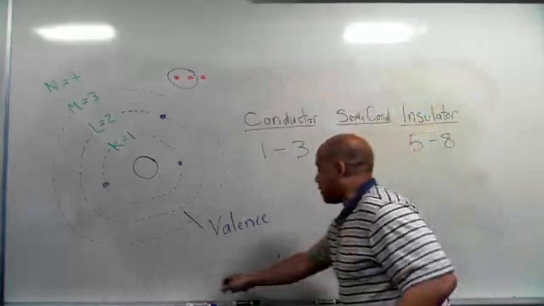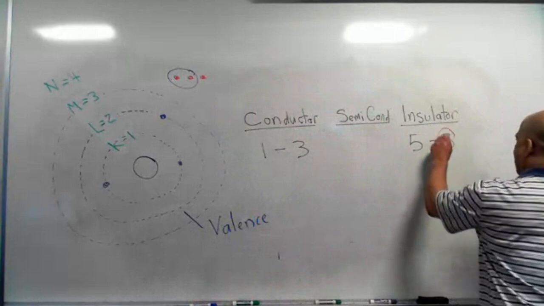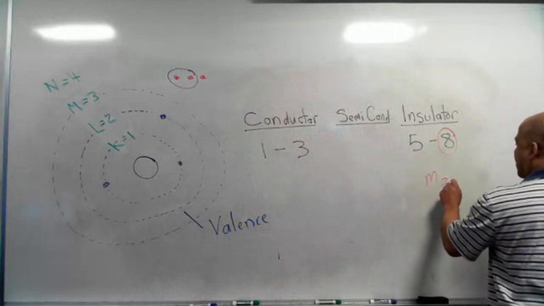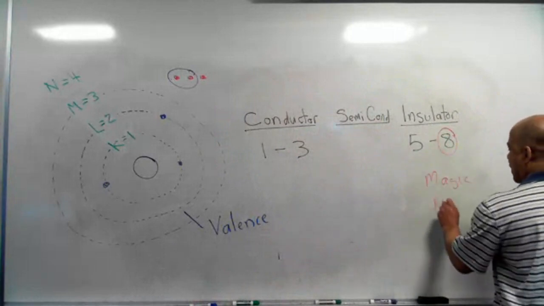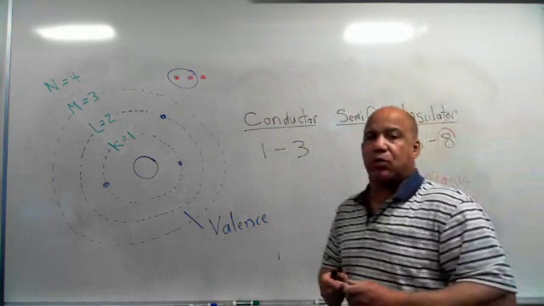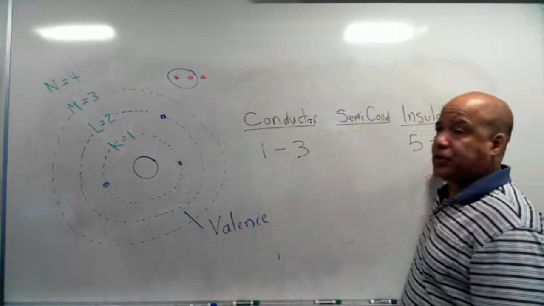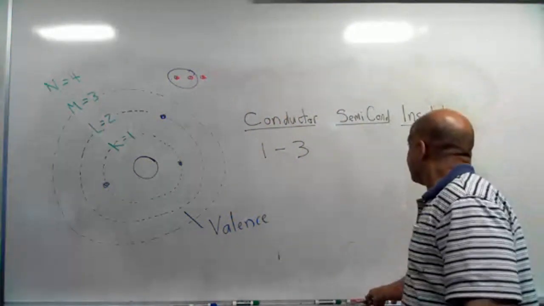So we don't know what's special about having 8 valence electrons, so scientists call this the magic number. So if for some reason you want a really good insulator, try to find one that has 8 electrons in the outermost shell. Those are the best insulators.